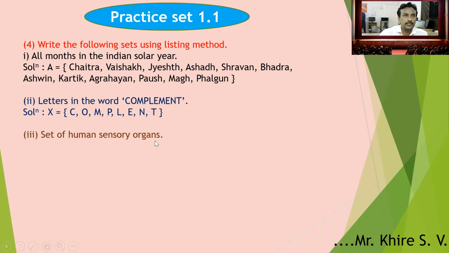Okay. Set of human sensory organs. Y is the set of human sensory organs. Nose, ears, eyes, tongue and skin. These are the elements in set Y.